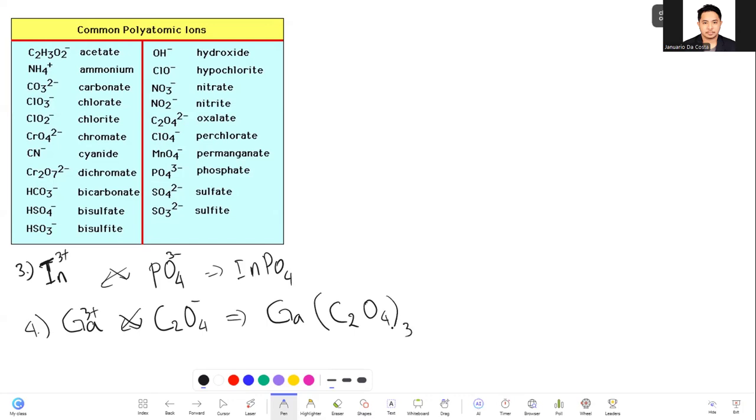Okay. For example, bisulfate, which is HSO4 negative, bonded to ammonium plus like this.